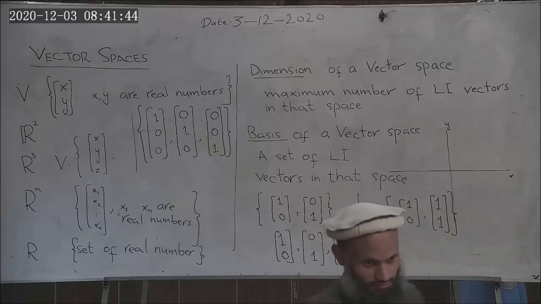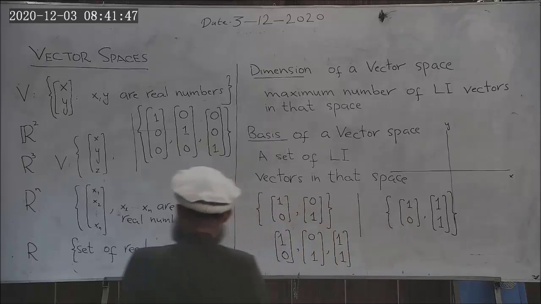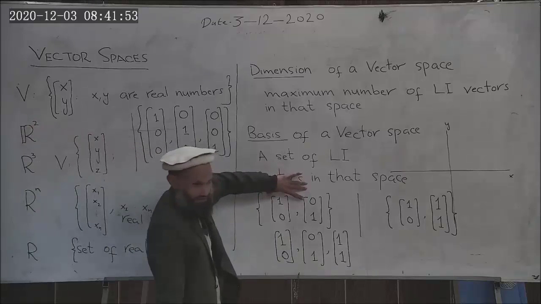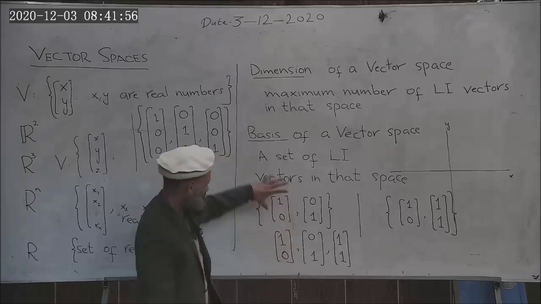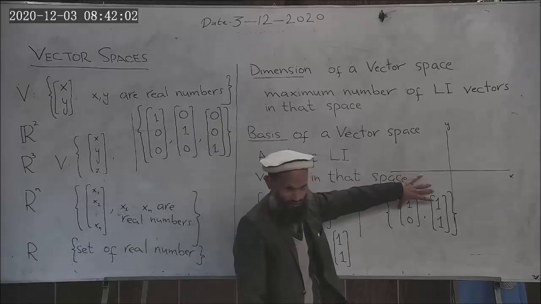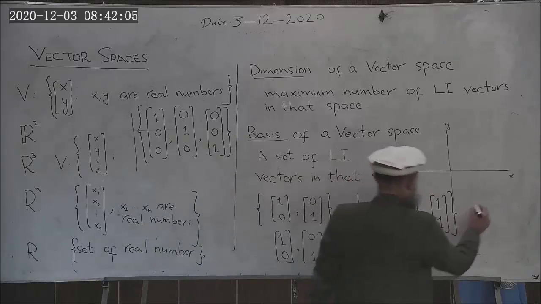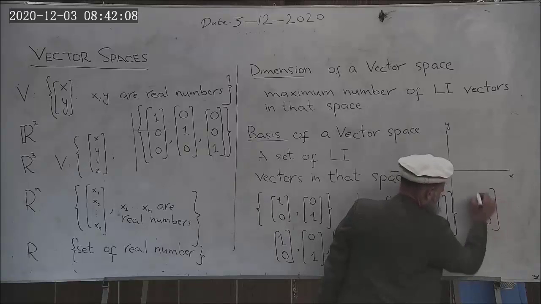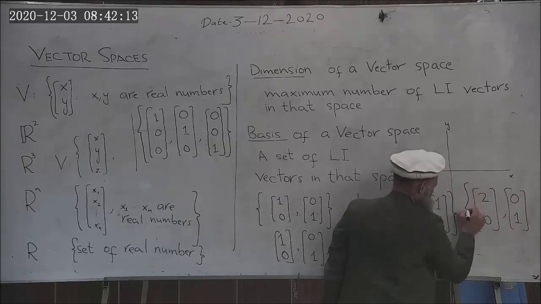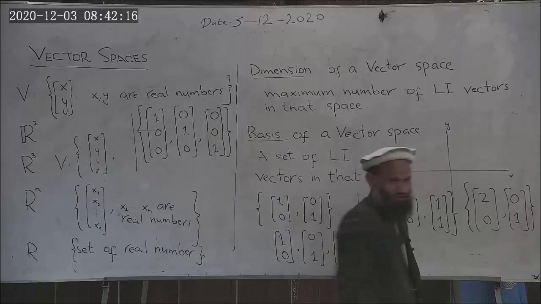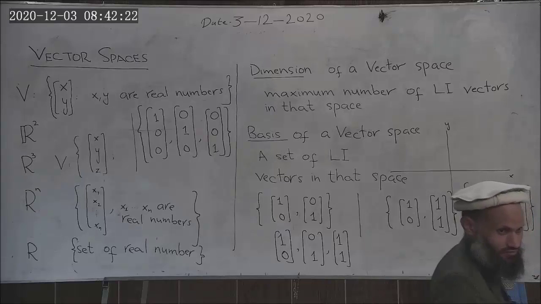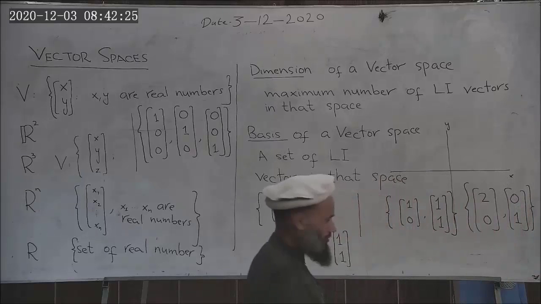No, infinite. The question is, we have R2, for example. How many bases exist? The basis is not unique. This set is a basis. This set is a basis. And this is also a basis, and so on. The basis is not unique, and infinite different bases can be found.